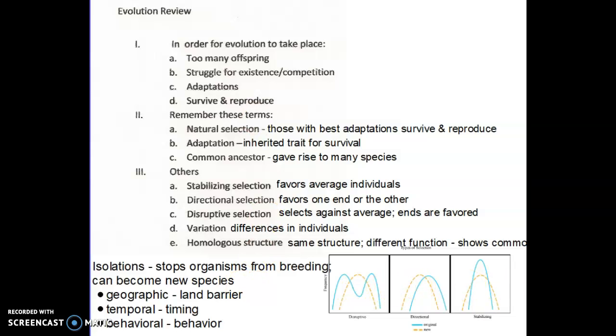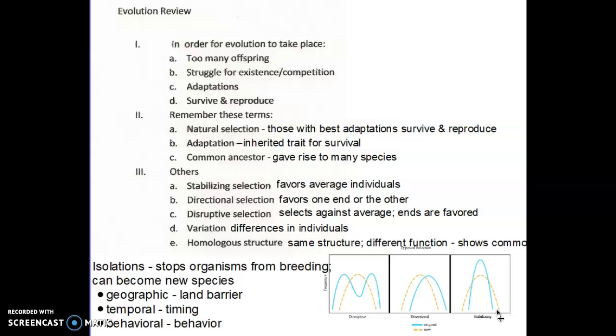Okay, all right, so some other things that I want you to remember, you have to recognize these three graphs here. Stabilizing means you favor the average individuals, so that's what's happening here. Directional means you favor one end or the other. So generally speaking, like for an example with basketball, it generally favors taller people. I'm not saying short people can't play. I'm just saying taller people are favored. And it doesn't mean that everybody that is tall can play basketball. Okay, but height is a favored trait in basketball. Just like being really small is favored if you're a horse jockey.